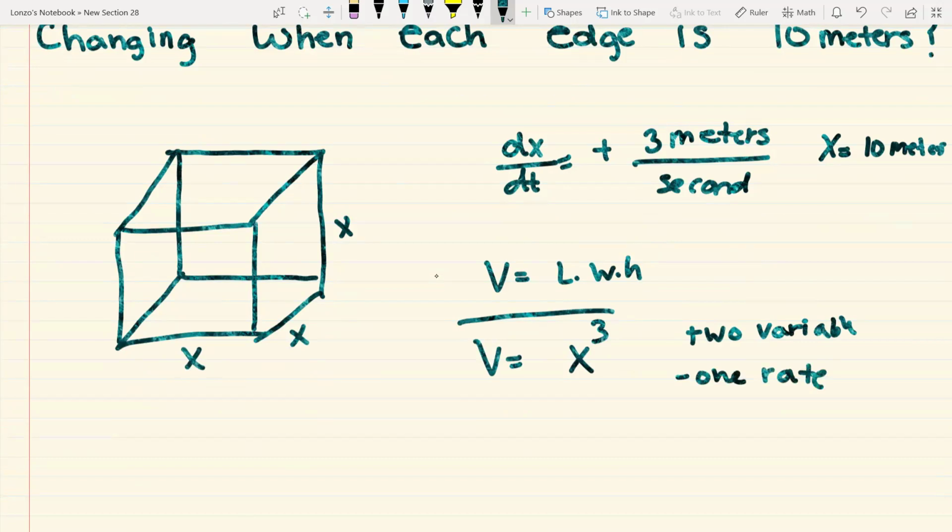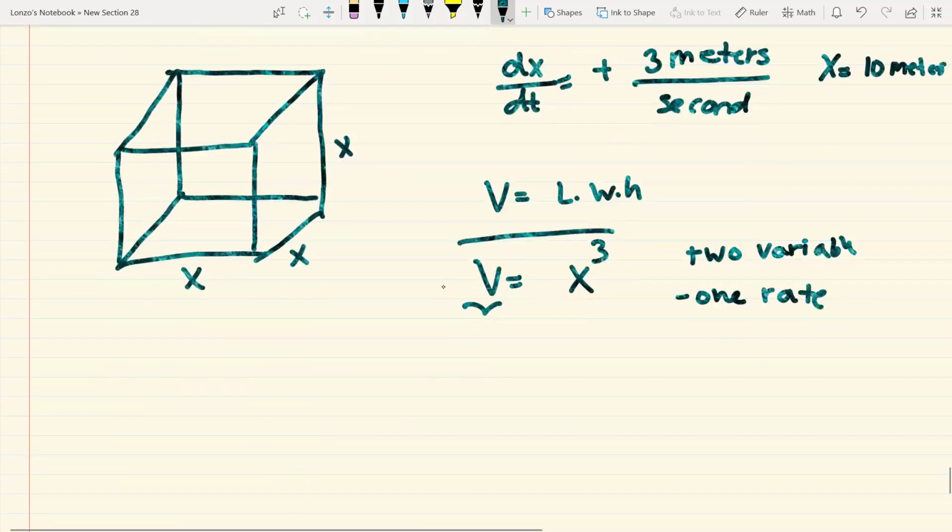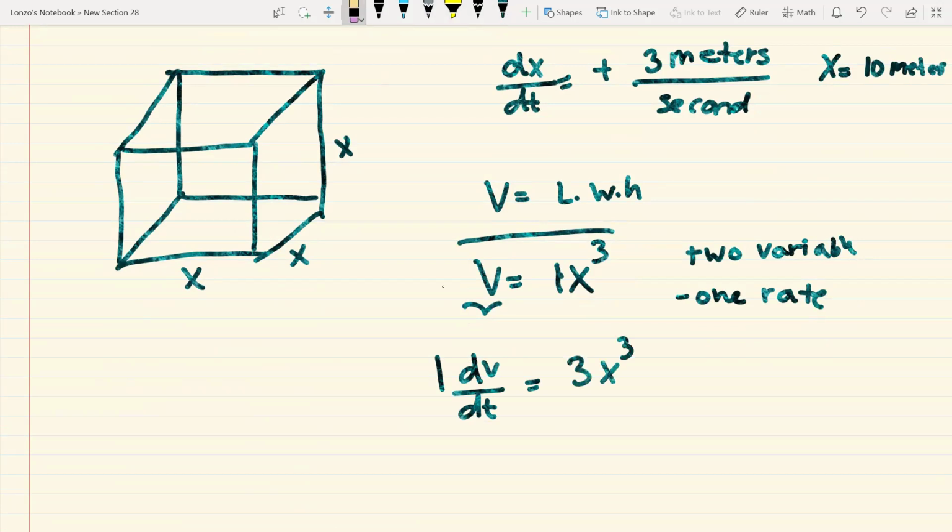The next step is to take the derivative of V equals x cubed implicitly with respect to time. Start with the left. What is the derivative of volume with respect to time? The derivative of V is 1, but with respect to time, you do have to add dV/dt. On the right, what is the derivative of x cubed with respect to time? You apply the power rule. This has a coefficient of 1, so 1 times 3 is 3. Then it's the power minus 1, so 3 minus 1 is 2. And then you have to add the dx/dt.